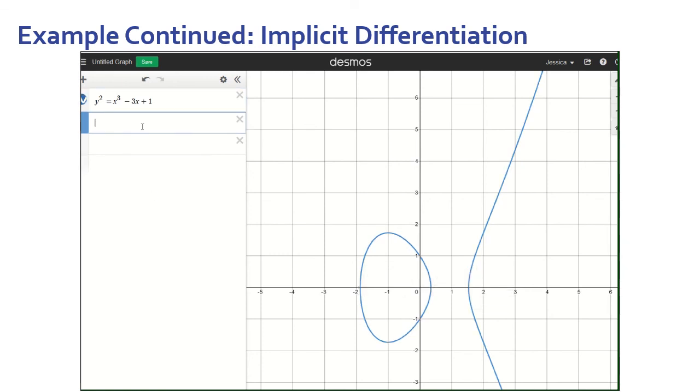The other thing that you can do is you can just set in a second equation where we're solving for when y equals 0. So if I just graph that line y equals 0, I can see where that line y equals 0 intersects the graph y squared equals x cubed minus 3x plus 1. So I'm essentially saying, okay, let's let this equal 0 and see where those two graphs intersect, and that's going to happen at those x values. So that's another way to do it.